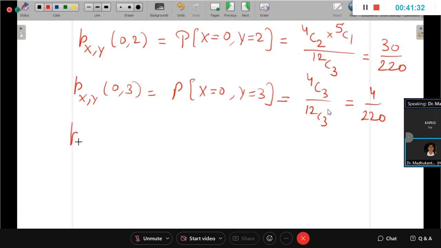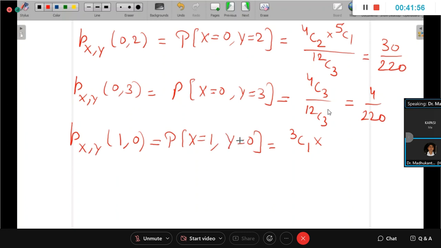Now, another pair possible is x comma y with 1 comma 0. 1 comma 0 is probability of x equals 1 and y equals 0. I hope it is easy to follow. So 1 new battery is coming, so out of 3 new, 1 is coming. None of them is coming from the used. The rest of them are coming from the defective. So 5 choose 2 divided by 12C3. So this is going to be 10, right? 10 into 3 is 30 divided by 220.